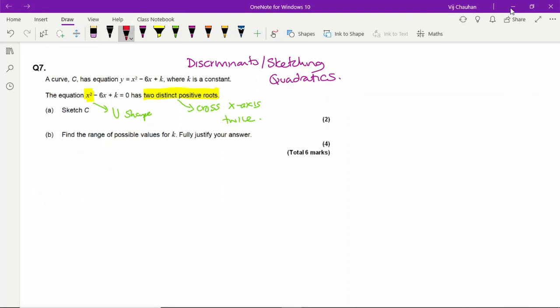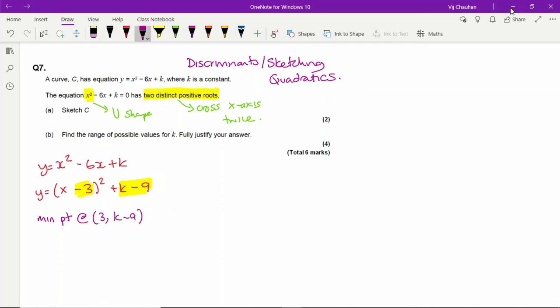Now, unfortunately, I can't work it out accurately because I don't know the value of k, but one thing I can do is figure out where the minimum point is going to be. If you use completing the square, we've got x minus 3 squared plus k minus 9. So what this tells me is that the x-coordinate of my minimum point, and the reason it's a minimum point is because it's a U shape or a positive parabola, is going to be at 3, and then it's k minus 9.